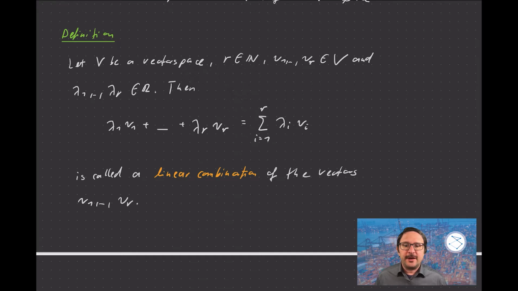Furthermore, we'll define what the span of a set of vectors is. By the span, what we do is we just try to figure out all possible linear combinations of a given set of vectors. And that set of all vectors that can be obtained through linear combinations of that given set, that is called its span.